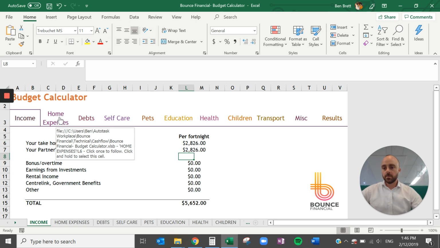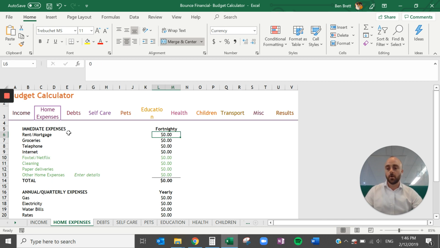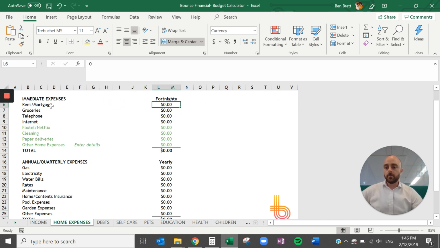All right, so now we know how much income's coming in. We need to start thinking about how much money's going out. So the first is to start with home expenses. So we've got your rent and your mortgage, and usually people know this, so let's assume every fortnight it's $1,000. Groceries. Now, for a lot of people, they don't know how much they spend on groceries, particularly if you're doing a lot of smaller shops. So what we need to do is kind of estimate from here.